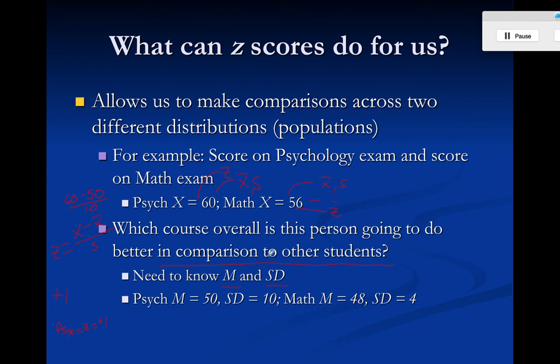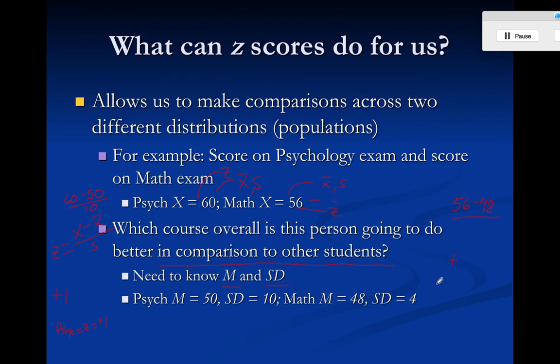Now, let's look at math. In math, I got a 56. The average for math was a 48, and the standard deviation is a 4. Again, think about positive or negative. What's my z-score going to be here? The answer should be positive because my raw score is above the mean. My raw score is greater than my mean for math, so automatically I know it's a positive value. So here, 56 minus 48. Again, we're using the same formula.